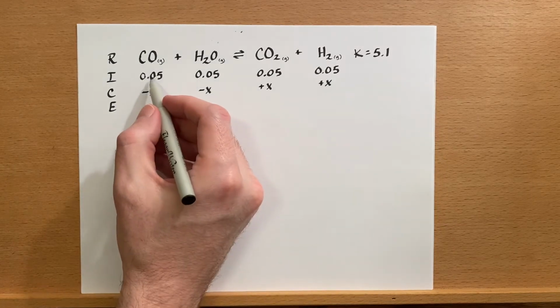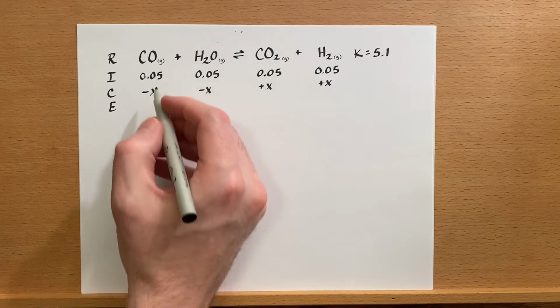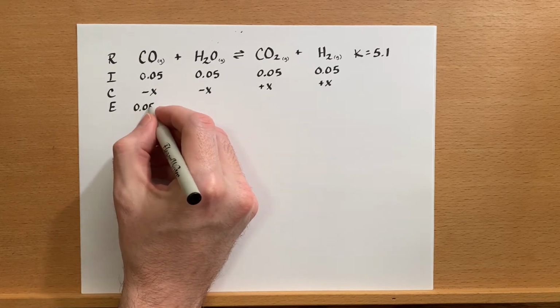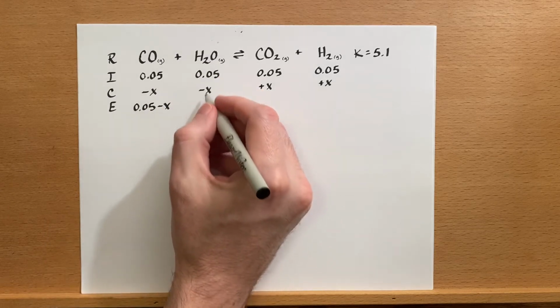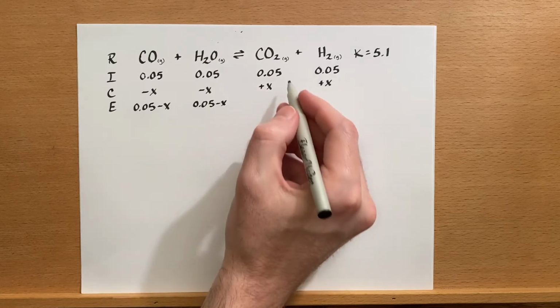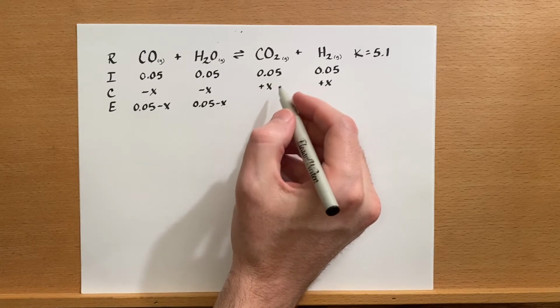And so then when we come down to our equilibrium amount, that's going to be 0.05 minus x. Same here. And then over here, it's going to be 0.05 plus x.